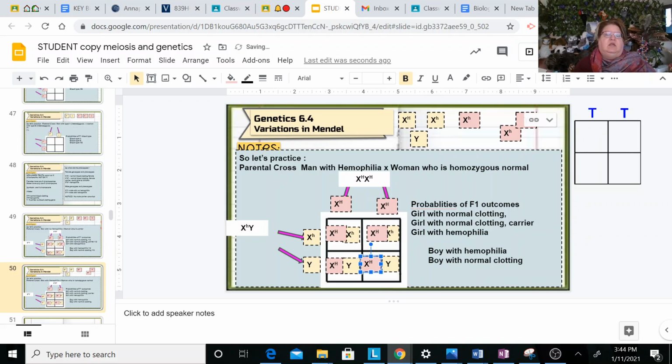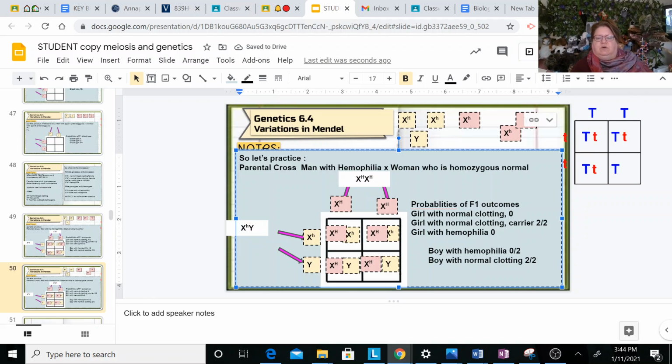All right, so again, there's only two possible girls here. So girl with normal clotting. Well, they both have normal clotting, but both girls here are carriers. So 2 out of 2 for carriers. And no girls are hemophiliacs, so we should put a 0 there. And there are no girls that are just normal and not carriers. Boy with hemophilia, well, neither of them. So 0 out of 2. And then boy with normal clotting, 2 out of 2.